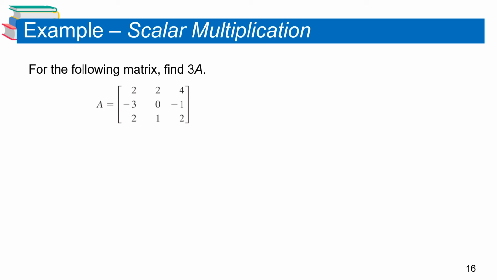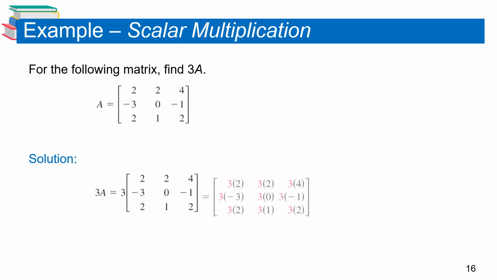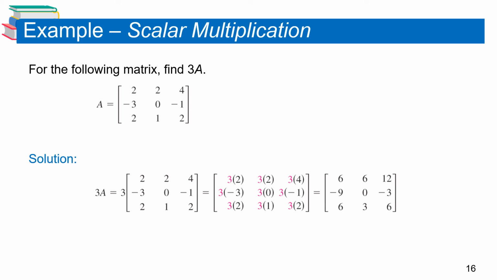All right, so the next example, they're giving us a matrix A, and they want us to find 3 times A. So we're multiplying by a scalar of 3. And so remember, 3 times A, I could set the 3 in front, or I could set the 3 behind it. Doesn't really matter. But essentially what you want to do is multiply each element in A by that scalar of 3. So I'm going to do 3 times 2, 3 times 2, 3 times 4, and so on. And when I simplify that out, I get a final expression of 6, 6, 12, negative 9, 0, negative 3, 6, 3, 6.